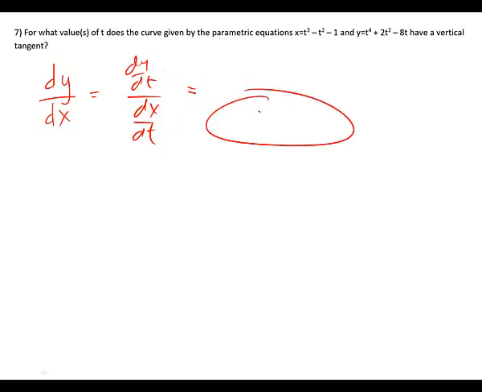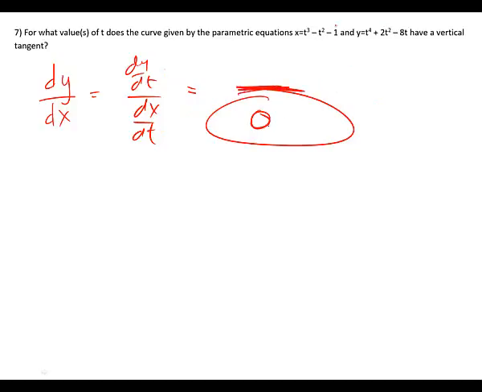Yeah. Okay. Let's look at 7. For what values of t does the curve given by the parametric equation have a vertical tangent? So if we're going to do a vertical tangent, we do need a derivative. We know dy/dx is really dy/dt over dx/dt, right? And to get a vertical tangent, does that have to do with the y component or the x component? Yeah, it has to do with the denominator. So if it's a vertical tangent, I really want the denominator to be equal to 0.